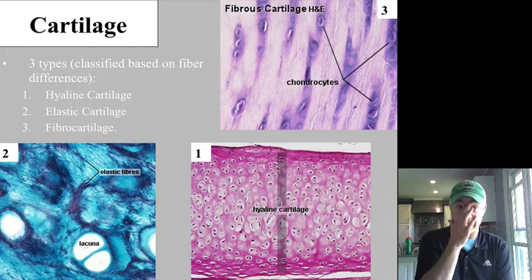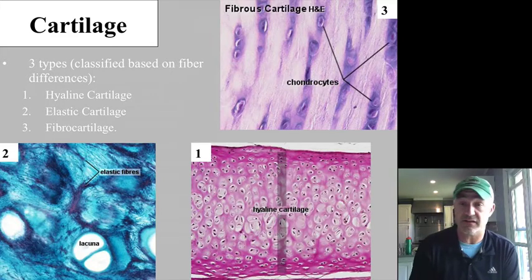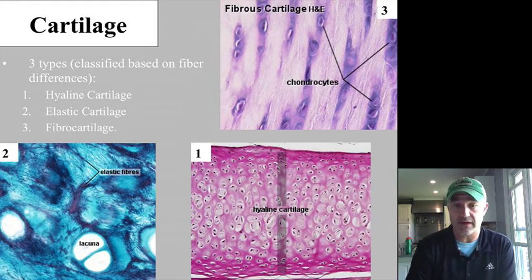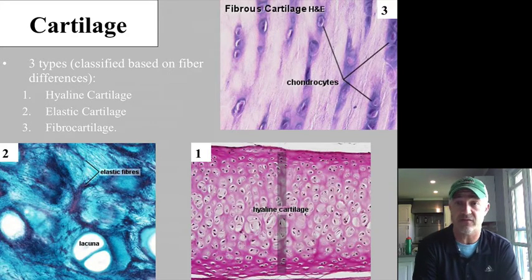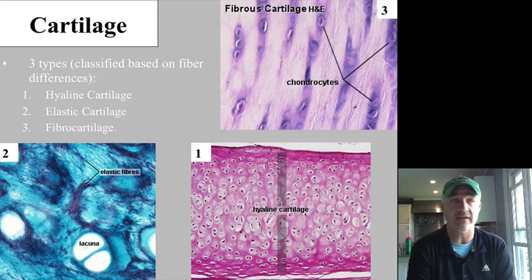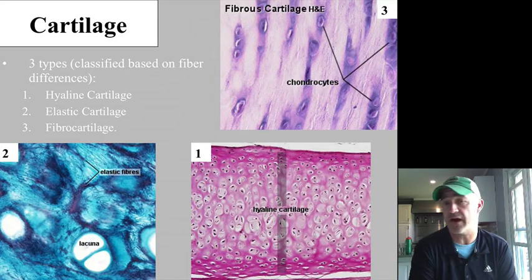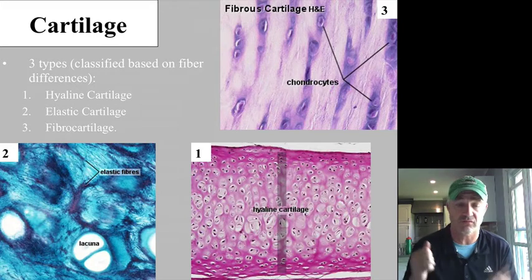We're going to see that there are 3 main types. You have what is called hyaline cartilage. You can see that's number 1 on here. Number 2 is the elastic cartilage. Probably not surprising to all of you that it's going to be high in elastic fibers. And then finally, the last one, where the fibers are a little bit more prominent and visible, is considered fibrocartilage.